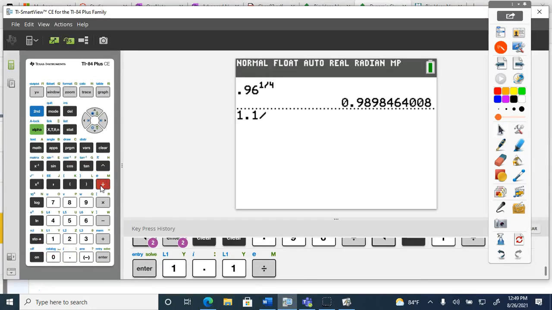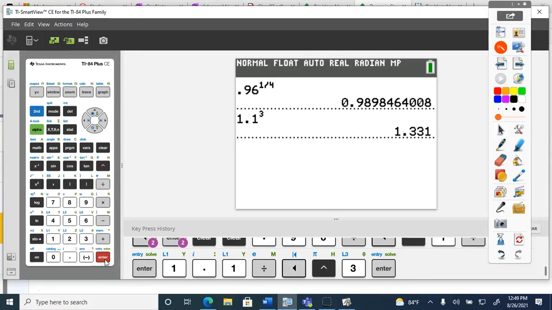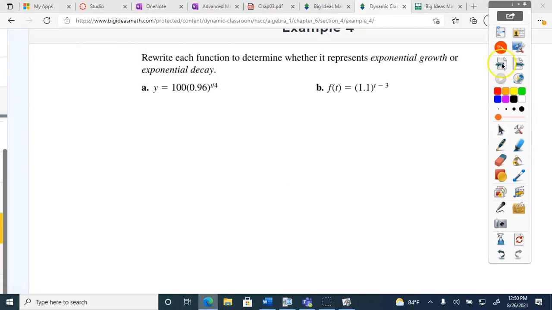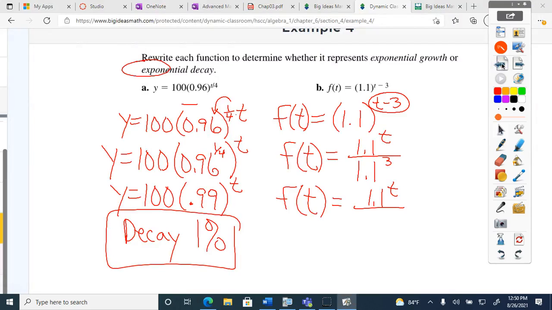So let me come back down here to my calculator. 1.1 to the 3rd. I keep hitting that dividing sign. That is 1.331. So this becomes 1.331 in the denominator. All right. Everybody with me so far?